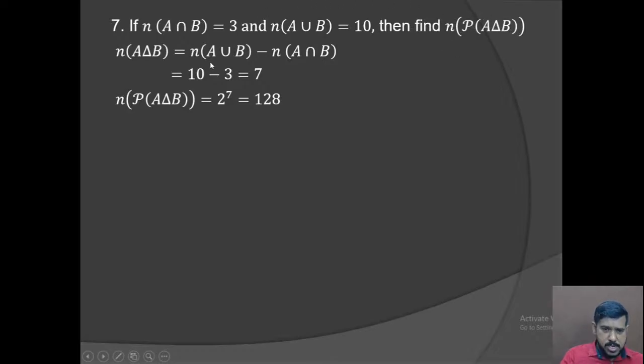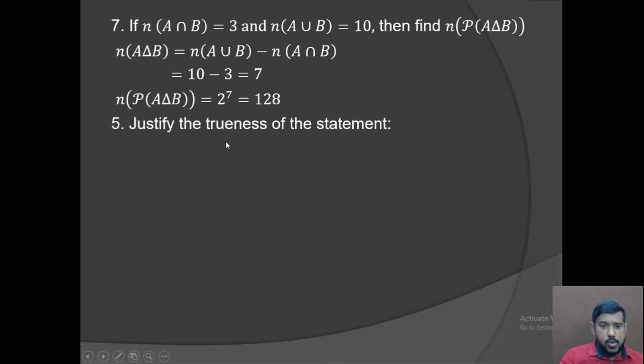Okay, so same concept only. When it comes to power set, you have to put 2 to the power something. So 2 to the power what? What is the symmetric difference? A symmetric difference B is 7. So 2 to the power 7. So 2 to the power 7 is what? 128.